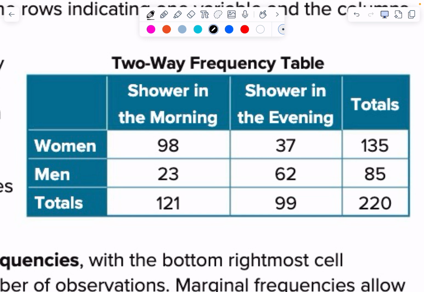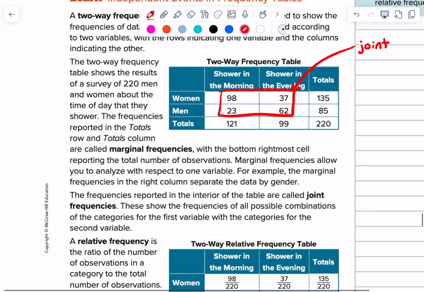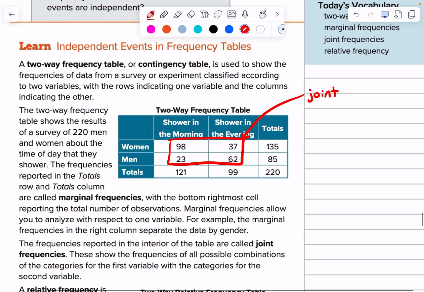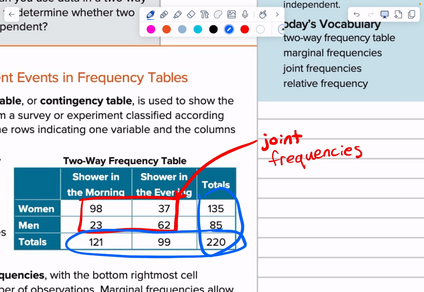So this is what this table has going on for us. Everybody's here. Here are some things that you need to write down. These inside 4 pieces of information are called joint frequencies. Joint frequencies are the inside data. The total row and column are called marginal frequencies. You need to write this down.